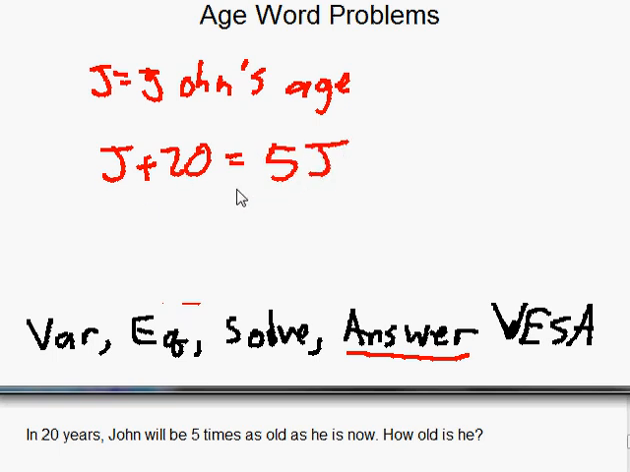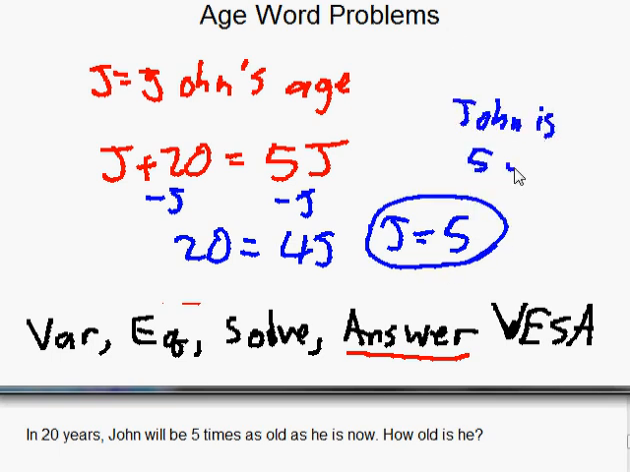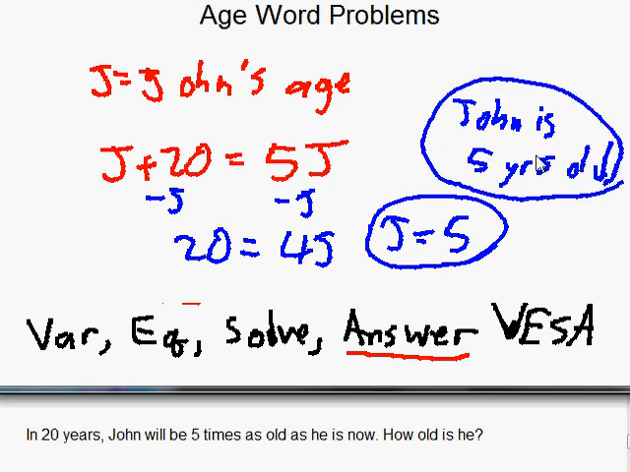Subtract J from both sides. Minus J, 20 equals 4J, so that means J is 5. I think John is 5 years old. John is 5 years old, and that's the final answer. But let's just check to see if that makes sense. In 20 years, he's going to be 25, right? That is going to be 5 times as old as he is now. So everything works.